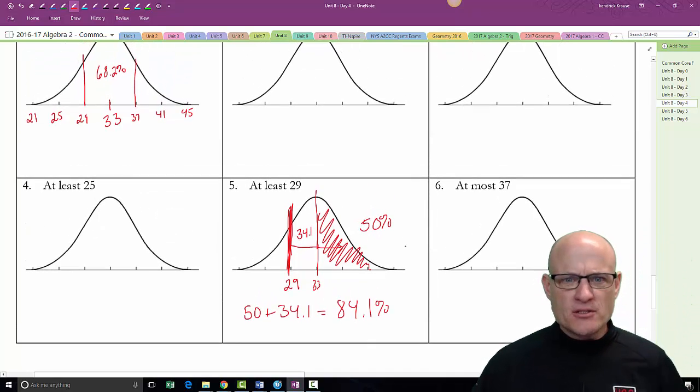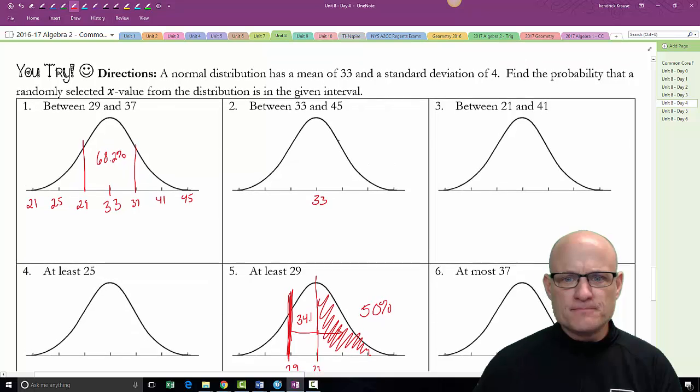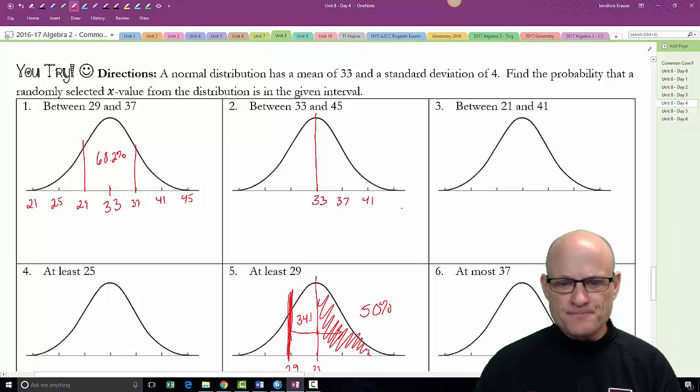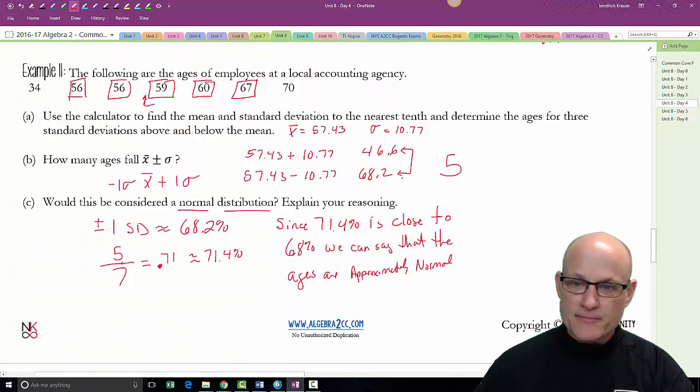All right, let's get going. 33 is the middle, right? And I want between 33 and 45. So 37, 41, and 45. So I want all of this between those two, and I want to stop at 45. So let's see what that is. This is going to be a lot.